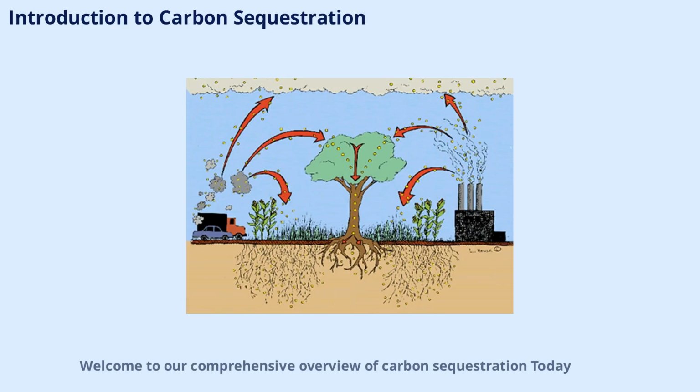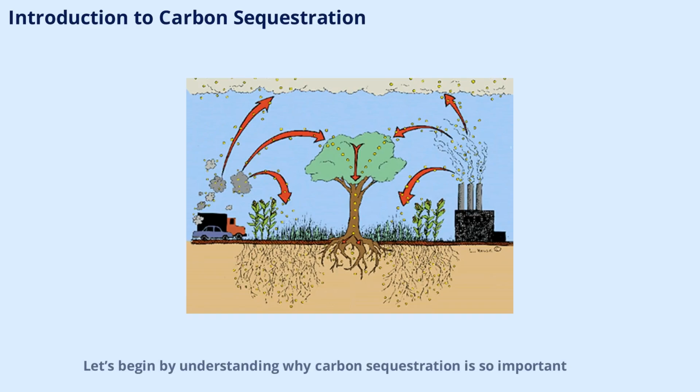Welcome to our comprehensive overview of carbon sequestration. Today, we'll explore how carbon dioxide, a major greenhouse gas, is captured and stored to help combat climate change. Carbon sequestration involves a range of natural, physical, and human-induced processes and technologies, all designed to keep CO2 out of the atmosphere. Whether through forests, oceans, or advanced engineering, these methods play a crucial role in offsetting emissions from sources like deforestation, wildfires, and especially the burning of fossil fuels.